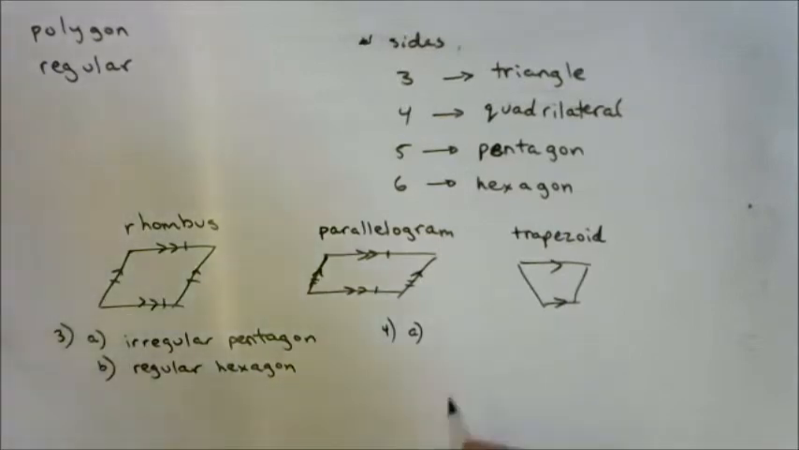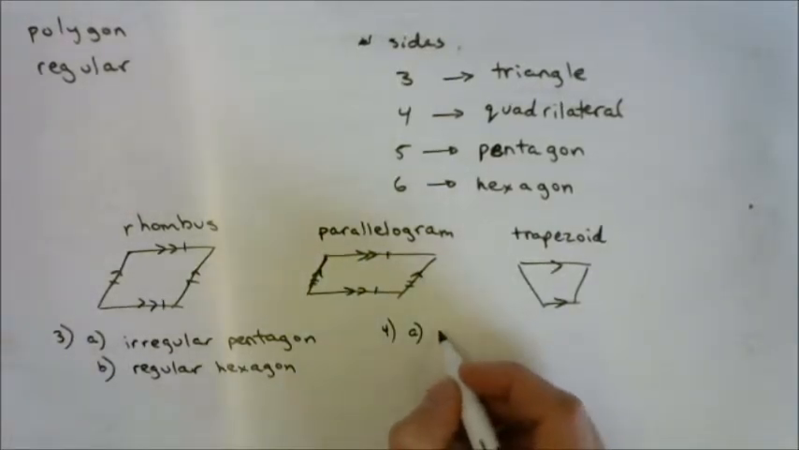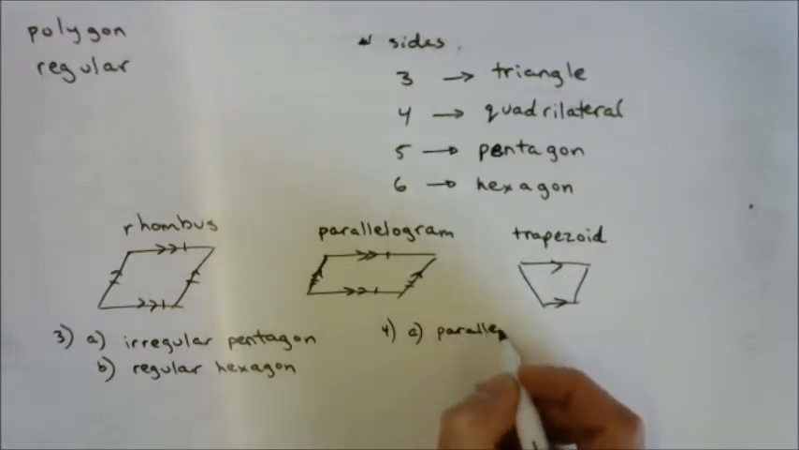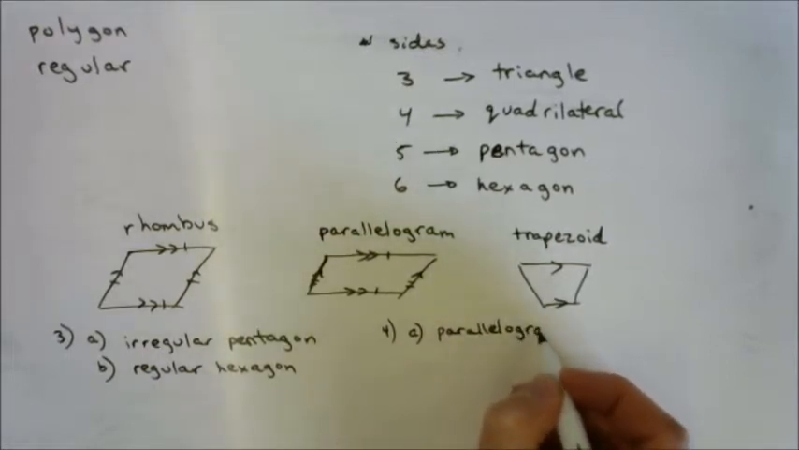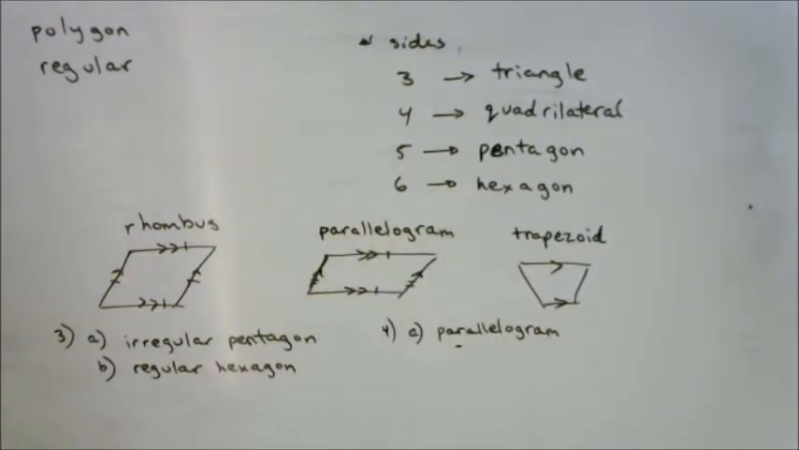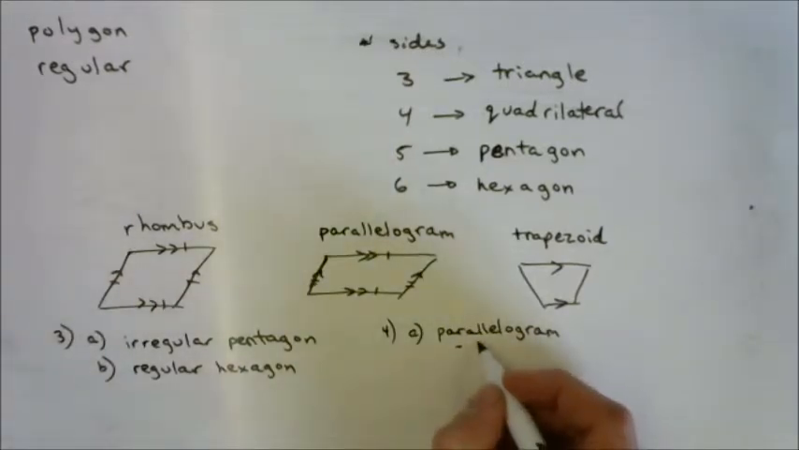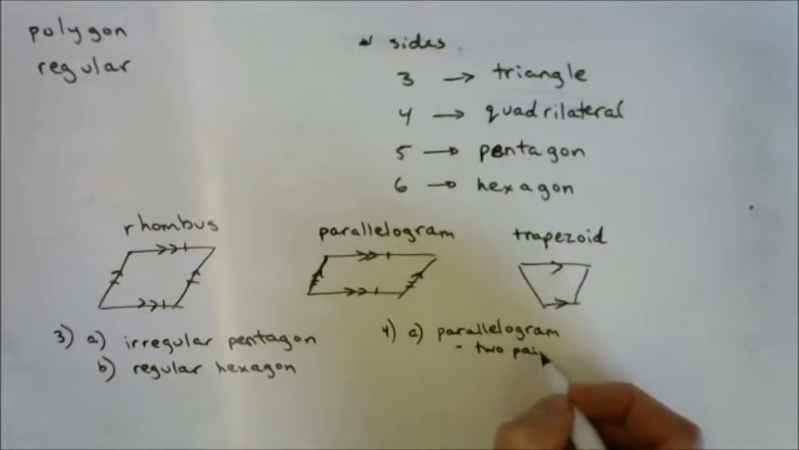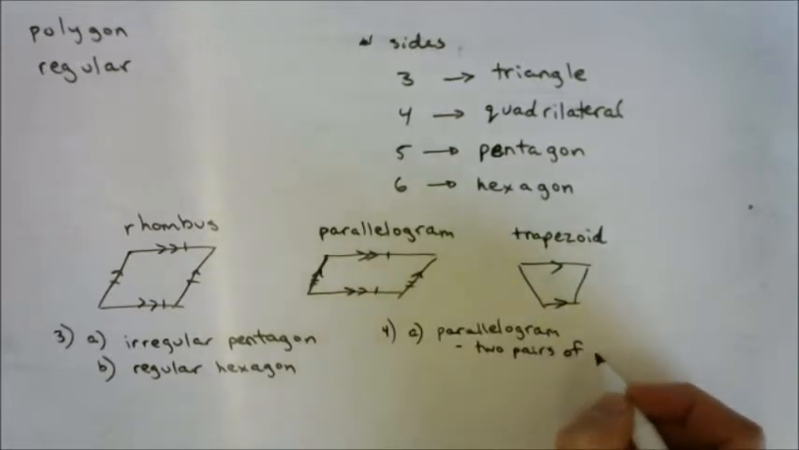Jenna. The first one is a parallelogram. Okay. All right, why is it a parallelogram? Because the sides have the little symbols. They're equal. Two are equal, and then pairs of parallel lines.